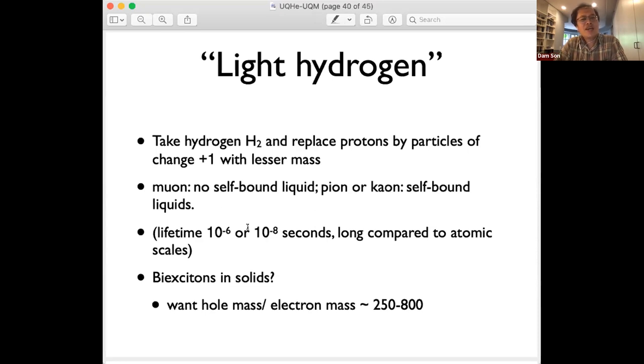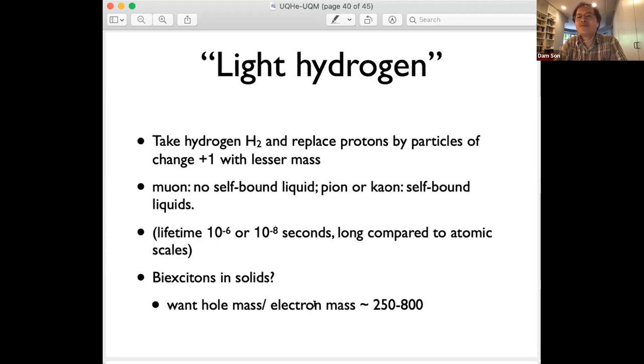Perhaps more realistically, one can think about bi-excitons in solids. So imagine a solid in which we have holes and electrons with some ratio of the hole mass to electron mass of about a few hundred. And if one has an isotropic dispersion relation for both the electrons and holes, then one can imagine making molecules out of holes and electrons, like a hydrogen molecule, and then condense them in a Bose-Einstein condensate. Or make a liquid and try to investigate the phase diagram of the liquid.